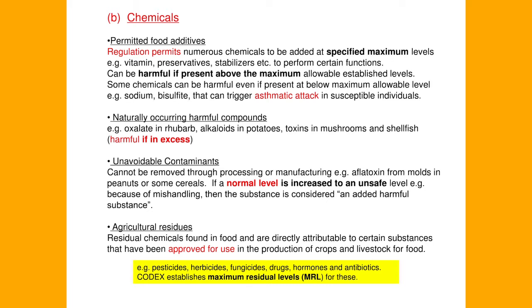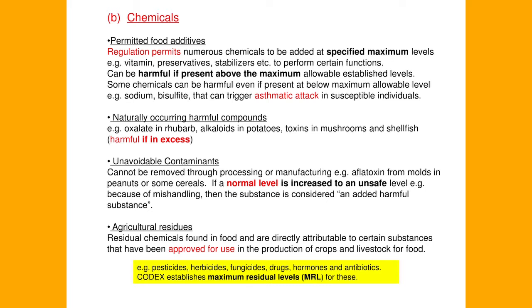So in these products, there is a normal level. If a normal level is increased to an unsafe level because of mishandling, maybe you don't store it properly, not right temperatures, then the substance is considered an added harmful substance. Wow. Okay. And then we have agricultural residues. Yeah, for instance, pesticide, herbicides, fungicide, drugs, hormones, antibiotics.